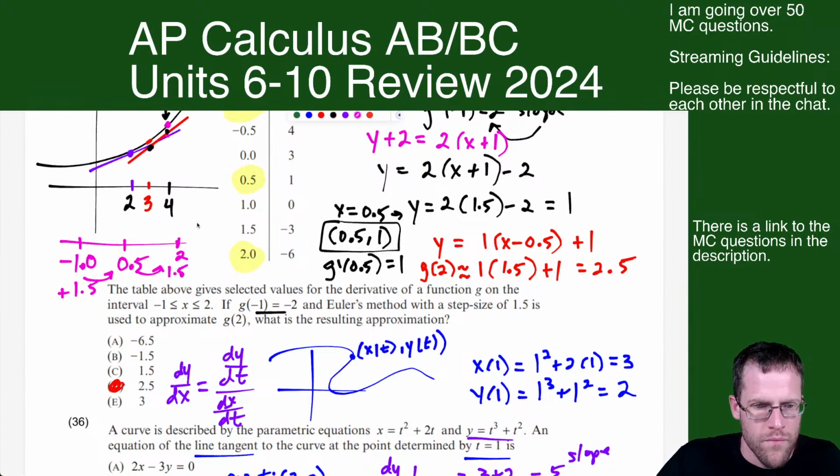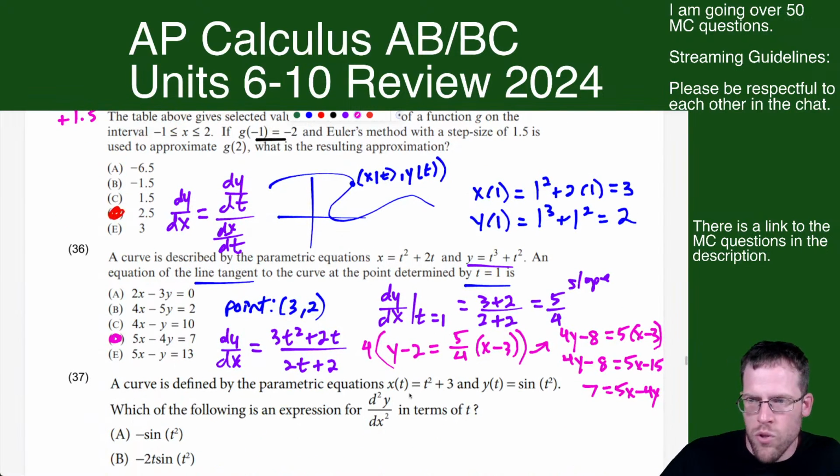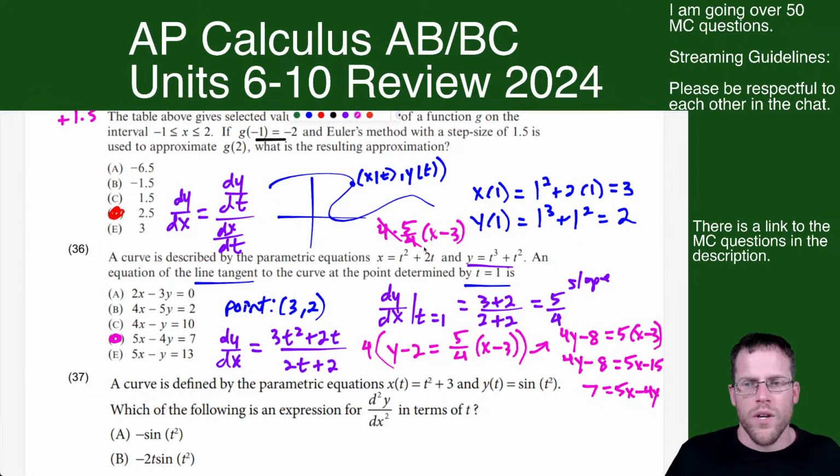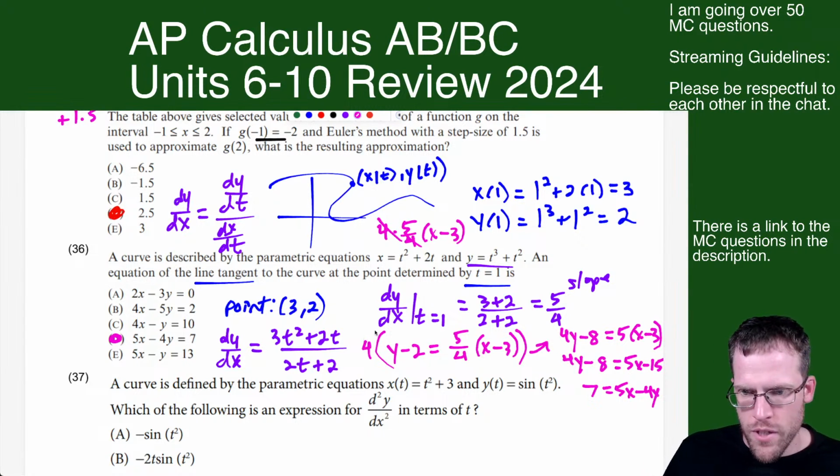Okay? So yeah, where did the denominator of 4 go? I multiplied both sides by 4. So when I do 4 times 5/4 x minus 3, 4 over 4 cancels. Okay, this is just notation to say multiply both sides by 4. Okay.